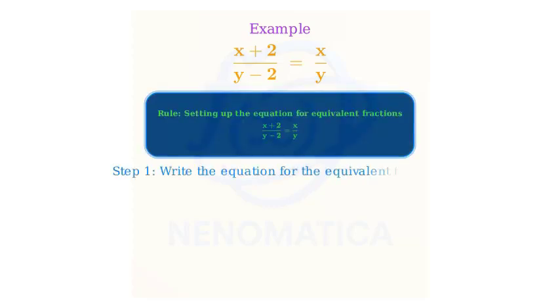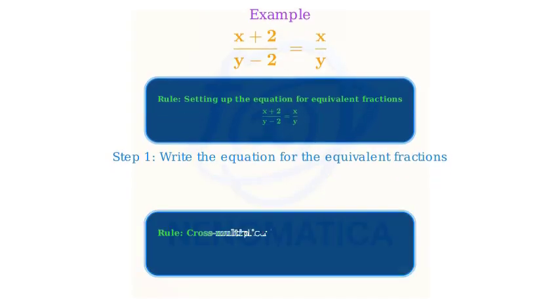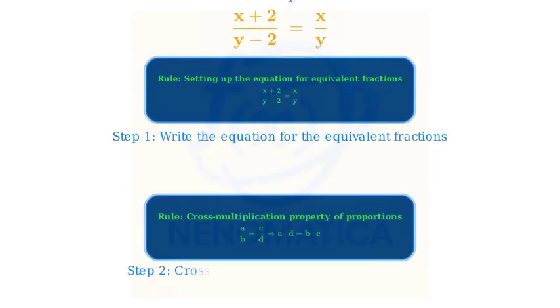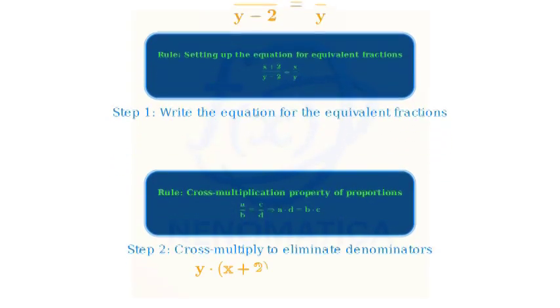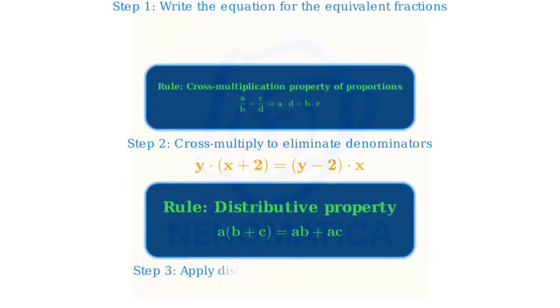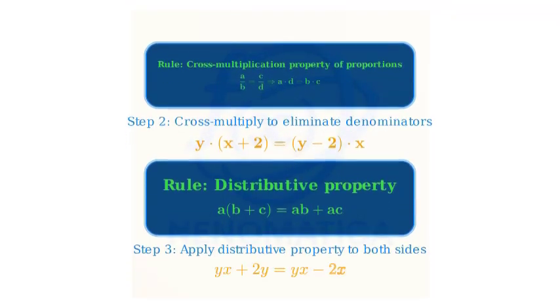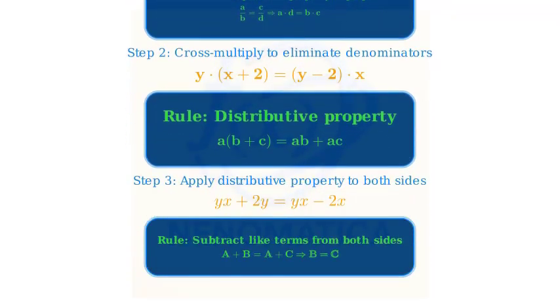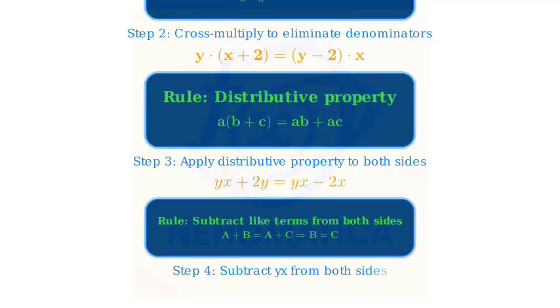Step 1. Write the equation for the equivalent fractions. Step 2. Use the cross multiplication property to eliminate denominators. Step 3. Apply the distributive property on both sides. Step 4. Subtract yx from both sides to isolate the remaining terms.